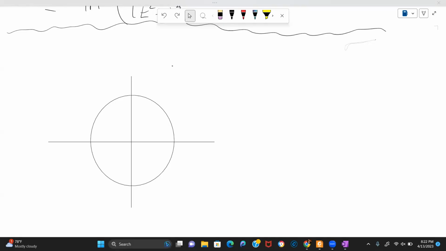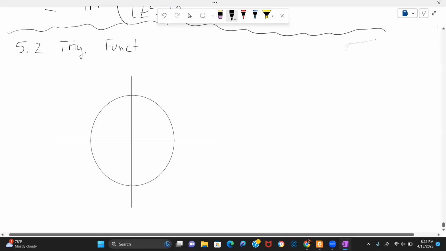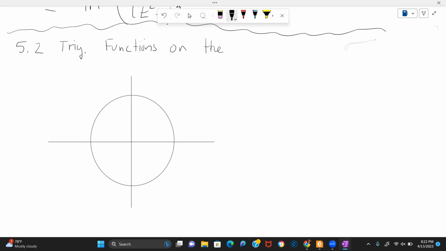Okay, so hopefully you can see what I'm seeing. Let me get the book pulled up. So in 5.2, let me write this down. 5.2 is on trig functions on the unit circle.